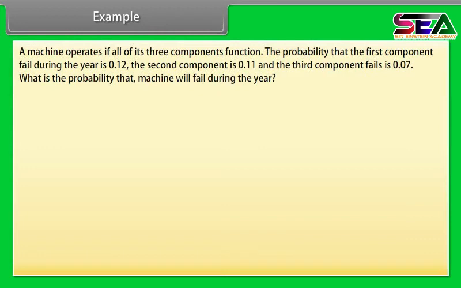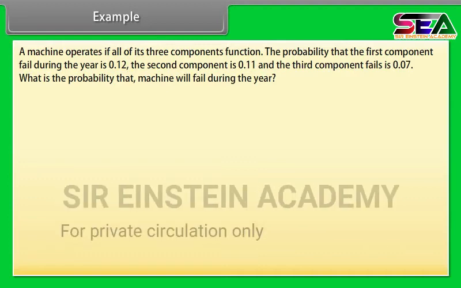Example. A machine operates if all of its three components function. The probability that the first component fails during the year is 0.12, the second component is 0.11, and the third component fails is 0.07. What is the probability that the machine will fail during the year?